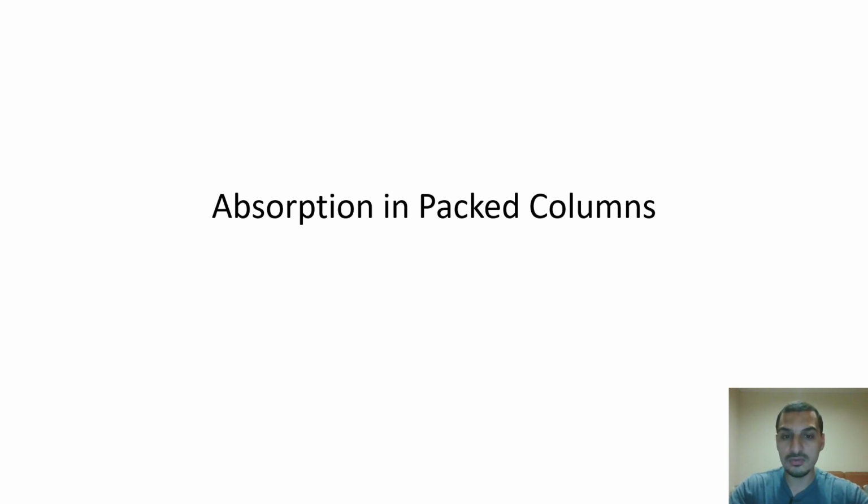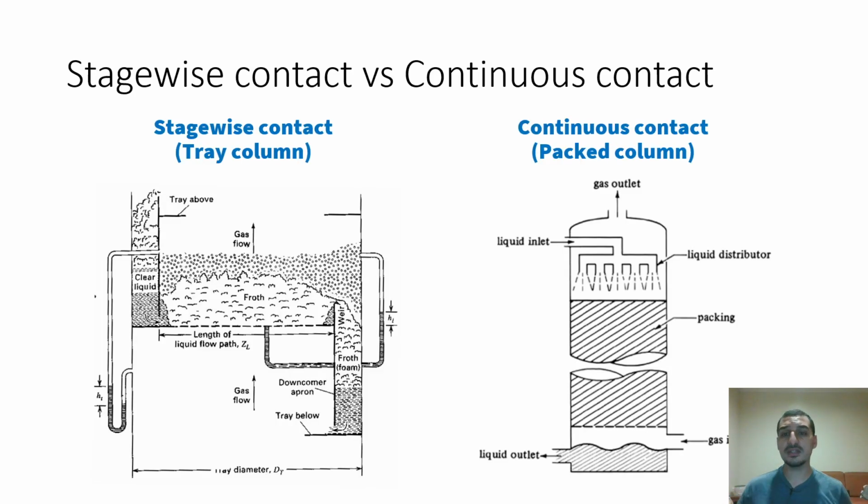But it's important to know how we reach this point, how we came to know that this is how we're going to solve the problems of the packed columns, or calculate the height of a packed column. So the first point is to understand the difference between the tray column and the packed column. This is what people call the stage-wise contact versus the continuous contact.